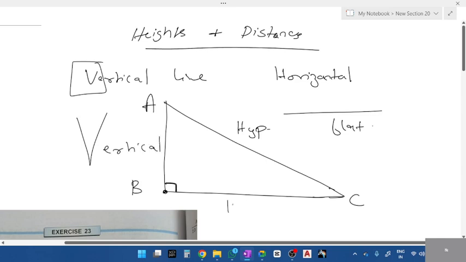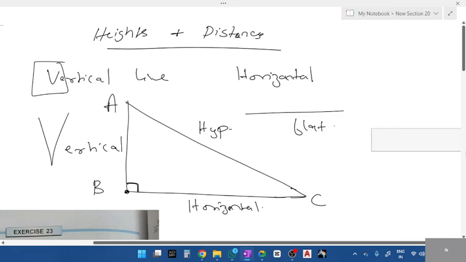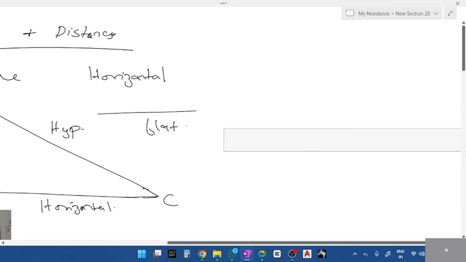AB is vertical and BC horizontal. Okay, fine. Then we use this concept, height and distance. We make use of trigonometry.